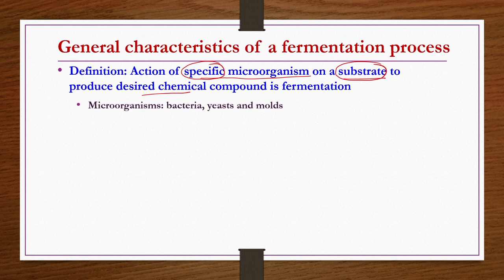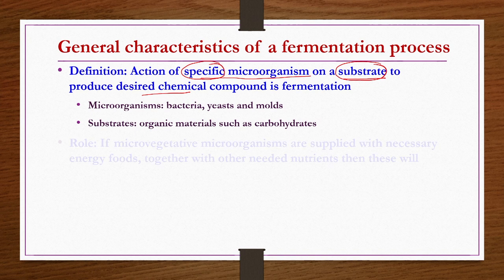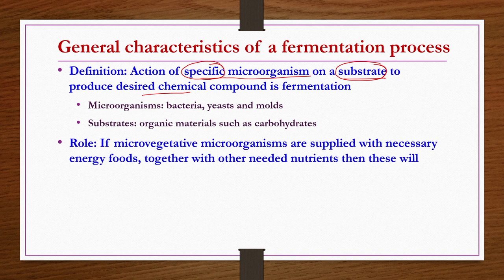The microorganisms in general used in the fermentation industry are bacteria, yeast and molds. We will see some of them. What are the common substrates? Organic materials such as carbohydrates, sugars, corn, etc. These kinds of things are used as substrates. Now the role, that is what these microorganisms do.